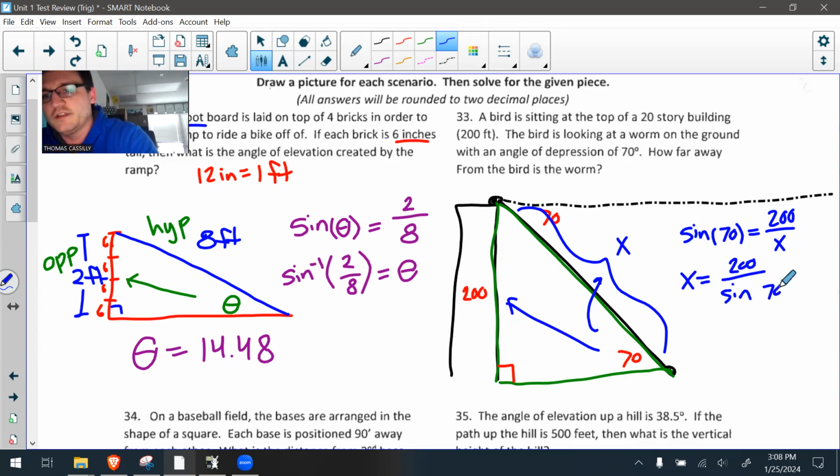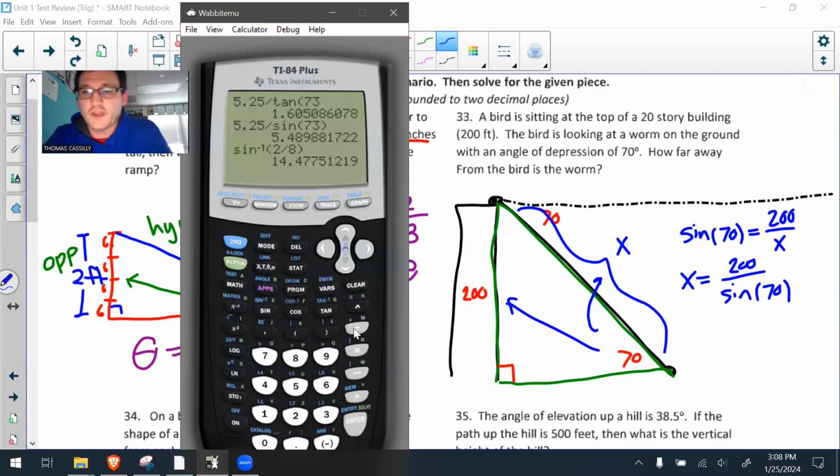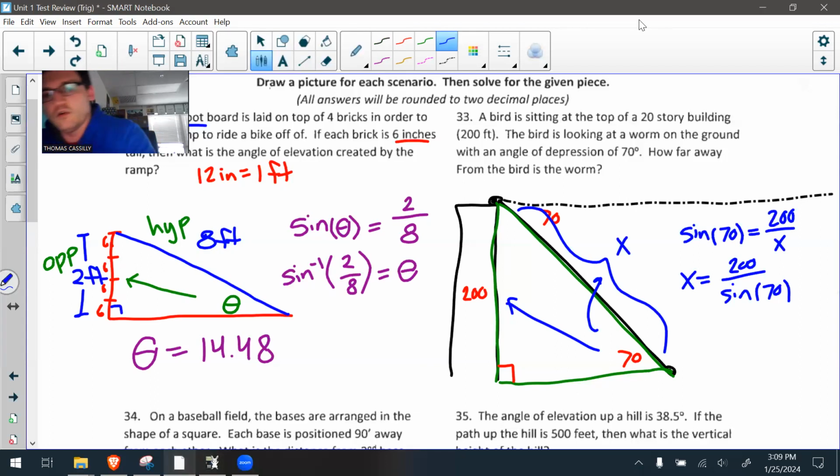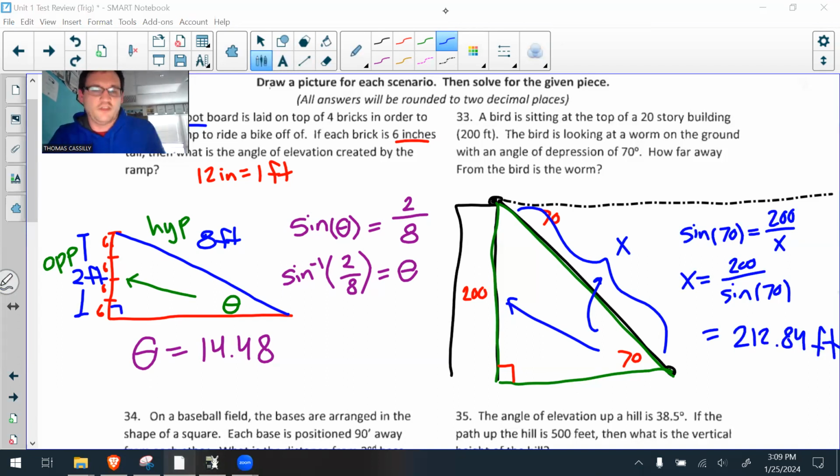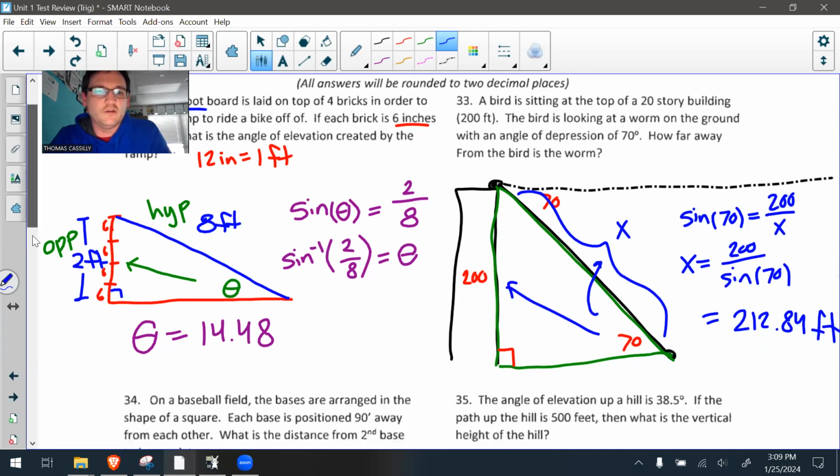We're looking for a side length this time, so we do not need the inverse. We only take inverses when we're looking for the angles. On this one, we're looking for a side length. So we got 200 divided by the sine of 70, which is 212.84. And of course, that's feet. I'll always try to understand the units and make sure we're using the correct units here.